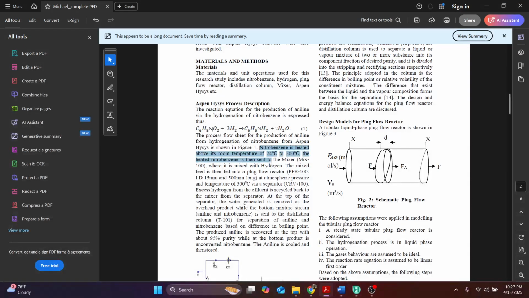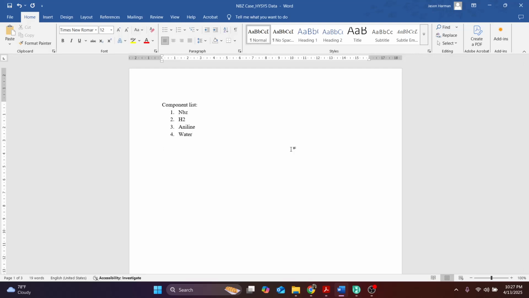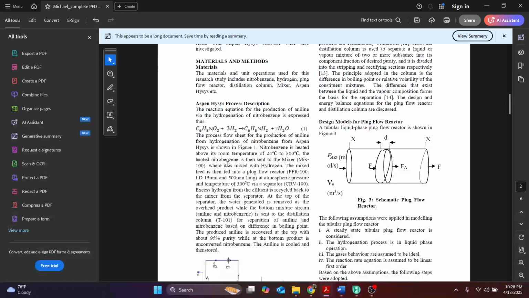Now we will identify the required operating conditions. Nitrobenzene is heated from its room temperature of 24 degrees to 300 degrees. Then it is mixed with hydrogen, and the mixing happens in a PFR, so we'll be using a plug flow reactor, 50 millimeters wide and 500 millimeters long, at atmospheric pressure.